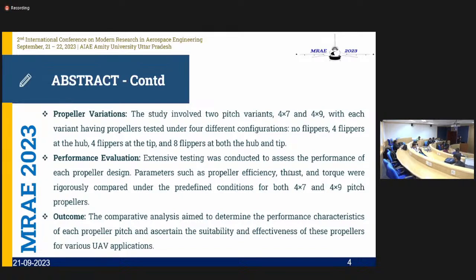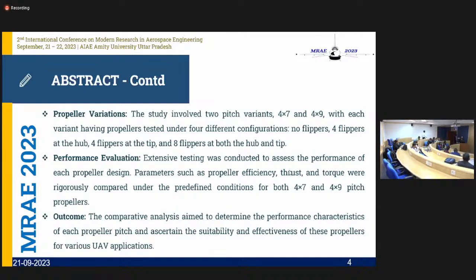So the propeller variations involved here have 2 pitch variants, which are 4x7 and 4x9, with each variant having propellers tested under 4 different configurations, that is no flippers, then 4 flippers at the hub, 4 flippers at the tip, and 8 flippers at both the hub and the tip.